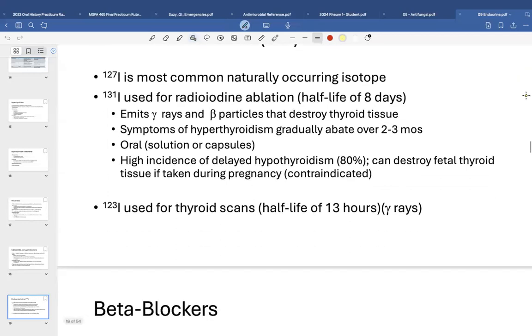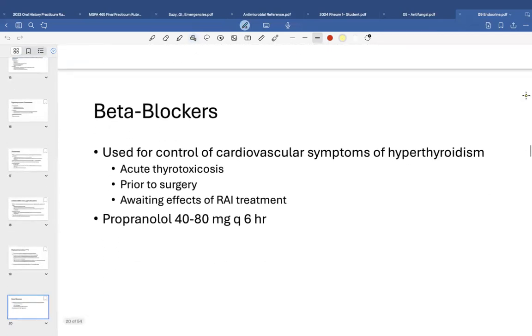And then finally, beta blockers. What do beta blockers do in hyperthyroidism? Well, they don't affect any of the synthetic process or secretion release of thyroid hormone, but what they do is control the patient's adrenergic response.